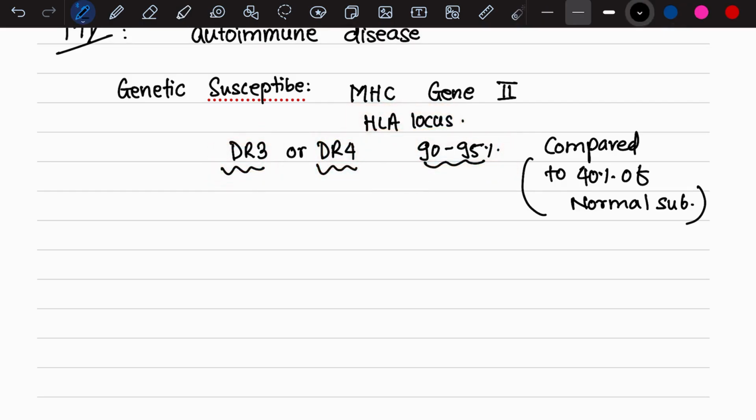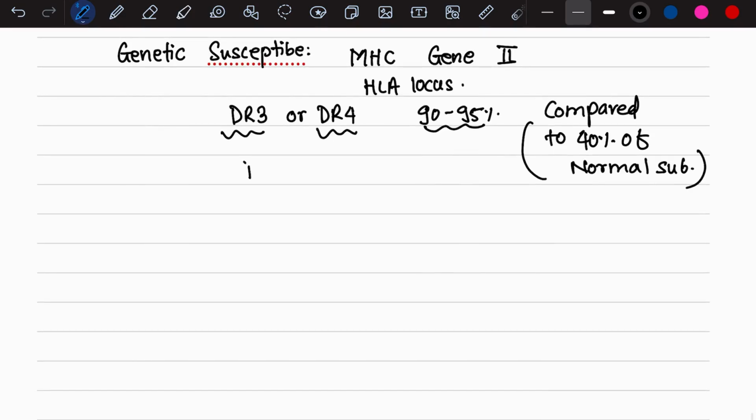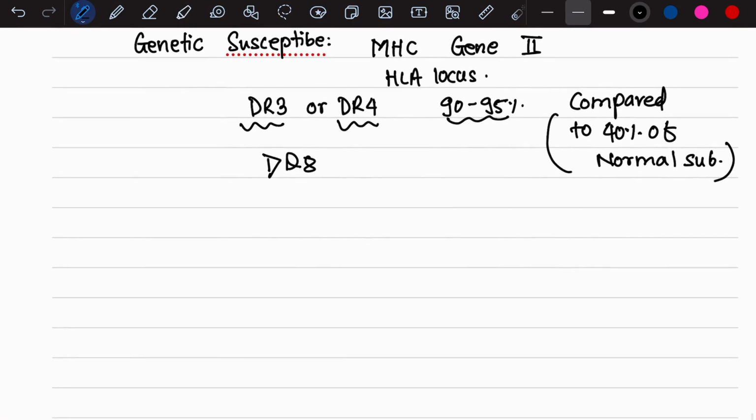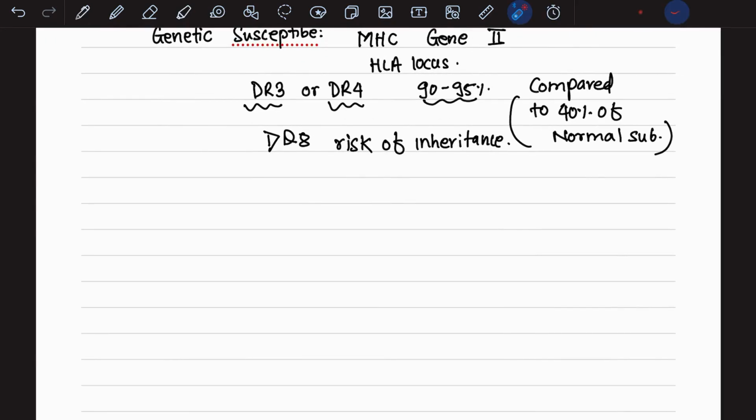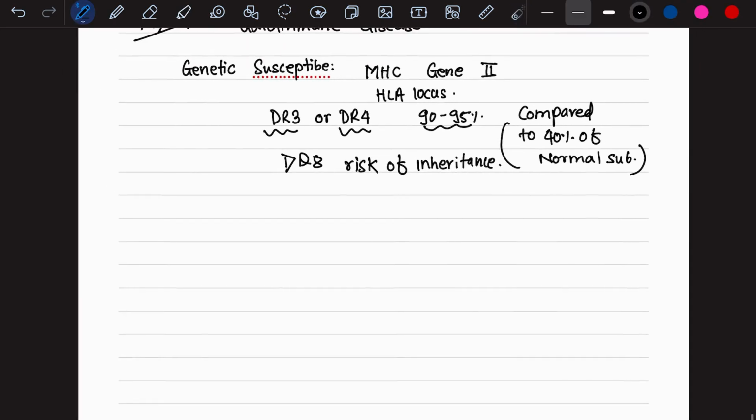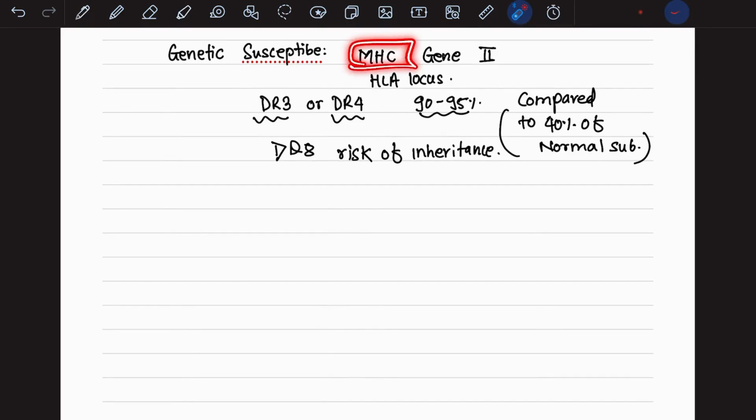HLA locus. Similarly, if they have the DQ8 haplotype along with DR3 or DR4, the risk of inheritance increases quite significantly. So if DQ8 variation is present in them, the risk of inheritance increases quite significantly. So for the genetic susceptibility till now, the MHC gene, HLA locus, DR3 and DR4, DQ8 if present, mean high risk of inheritance. That's it.